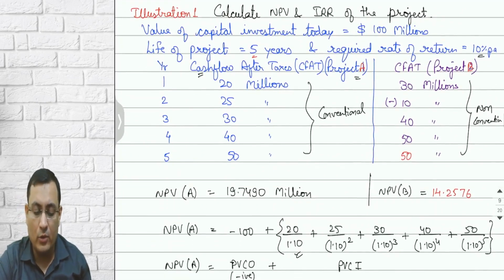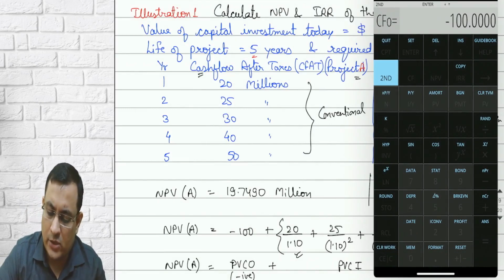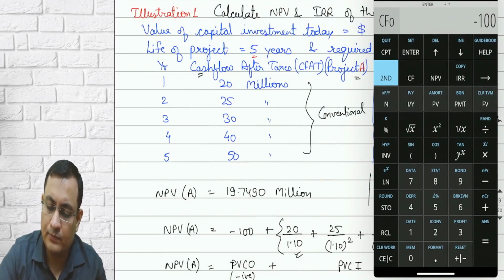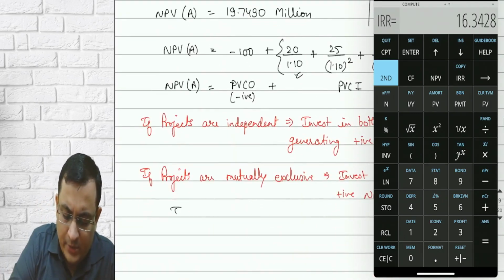Let's calculate the IRR for both the projects. Simple IRR, same time value of money keys we are going to use. Let's clear the cash flow numbers. 100 negative. First project we have CF1 20, CF2 25, CF3 30, CF4 40, and CF5 is 50. Let's check: 100, 20, 25, 30, 40 and 50. Now press the IRR key and compute. That's it. This is directly going to calculate IRR for project A.